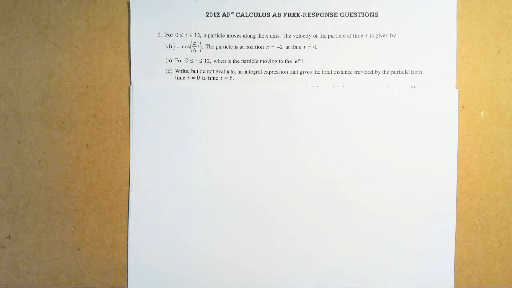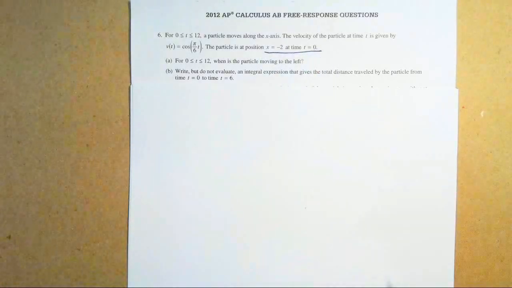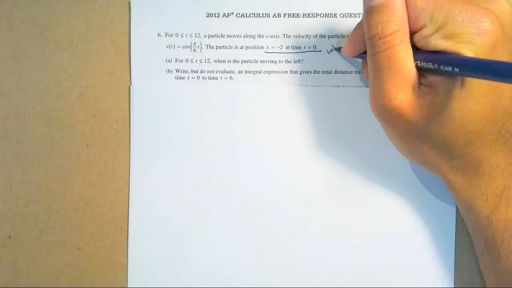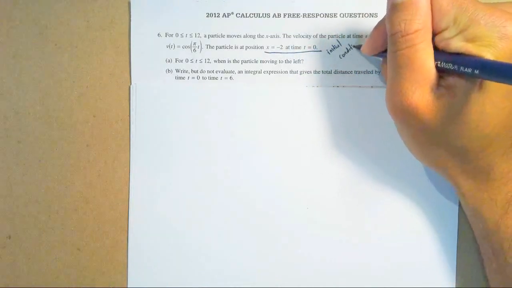It says, when time is between 0 and 12, meaning it could equal 0 and 12, a particle moves along the x-axis. The velocity of the particle at time t is given by v of t is equal to cosine of pi over 6 t. It says the particle is at position x equals -2 at time t equals 0. This right here is the most important part of the question, because this is your initial condition. Pretty much your starting point.